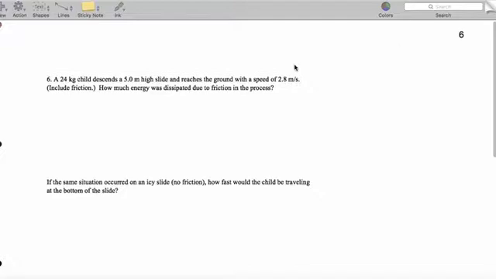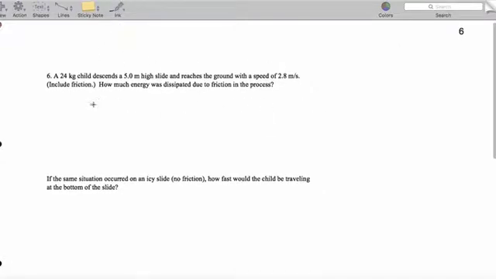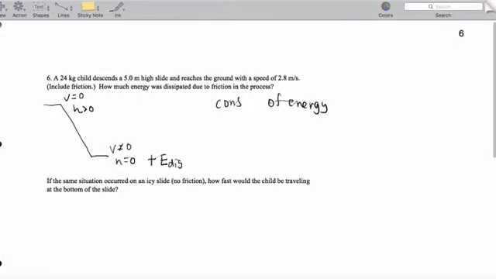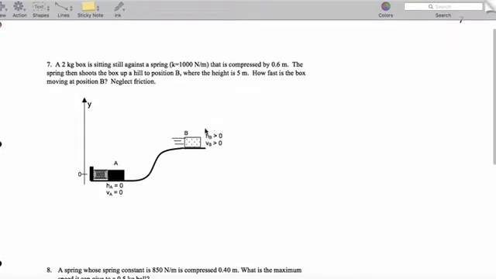Now, number 6, I'll give you one hint. We've got a kid on a slide. V is 0. H is greater than 0. And then here we have V is not equal to 0. H equals 0. And there's some dissipated energy. And you will use conservation of energy for number 6. Same with this part here. Number 7 we did in class.